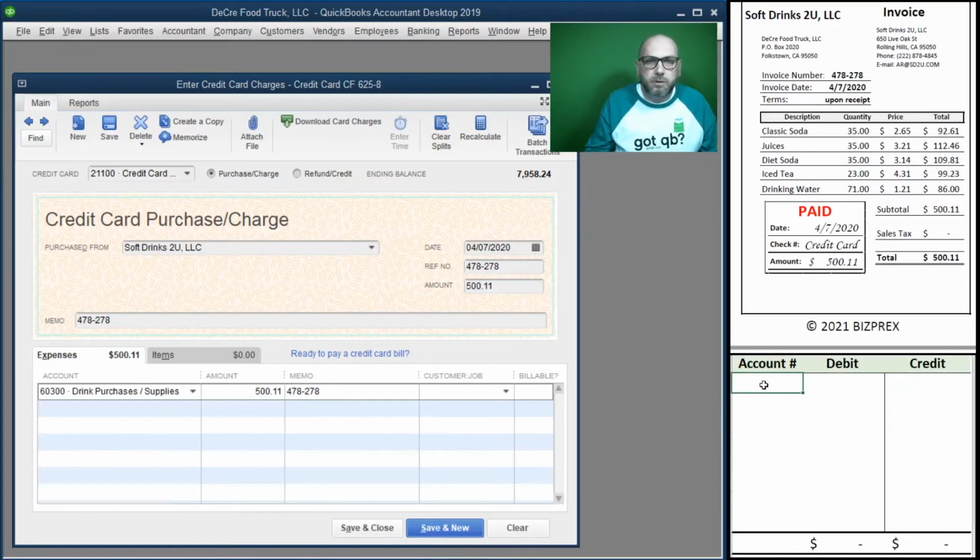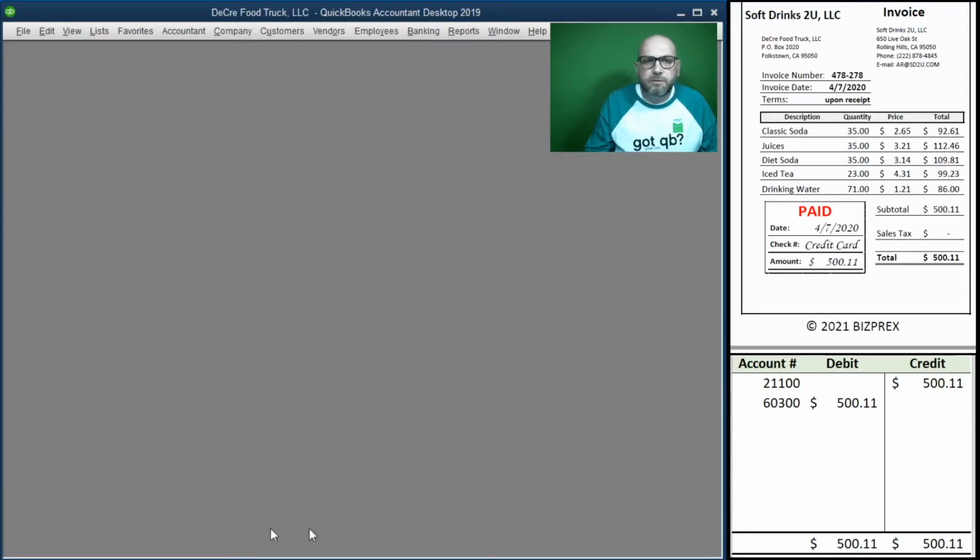Let's just make sure we understand what's going on here. All right. Our liability account, our credit card account, is being credited. We owe more money. It's going up. And our expenses are going up, right? All right, so here we are. We're in balance. Debits and credits are in balance. Save and close.